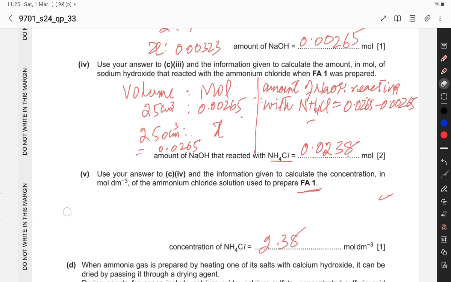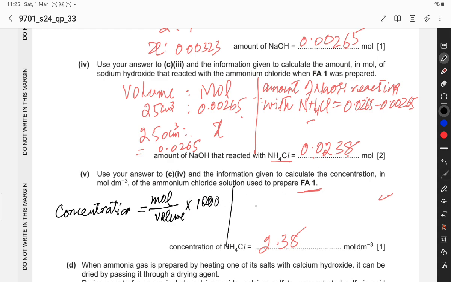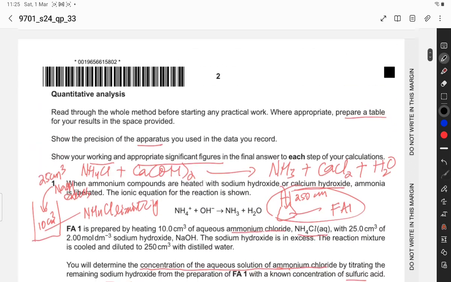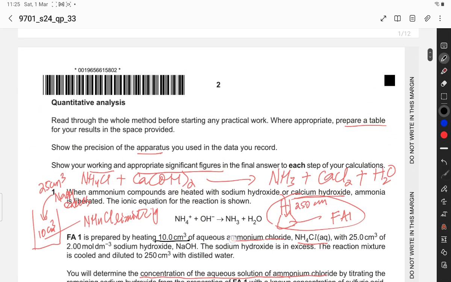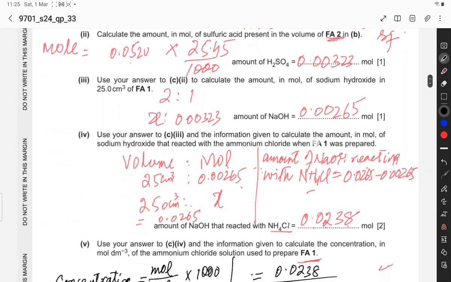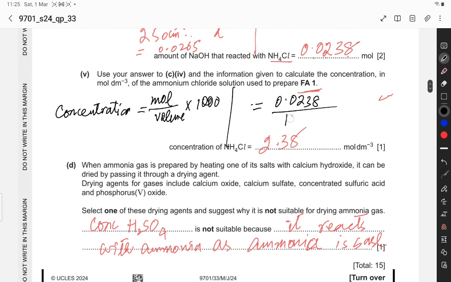So the concentration of ammonium chloride is equal to mole over volume into 1000. We have mole is equal to 0.0238 and the volume we used initially, that is 10 centimeter cube of ammonium chloride. So the concentration is 0.0238 divided by 10 into 1000. So this is how we get 2.38 mole per dm cube.